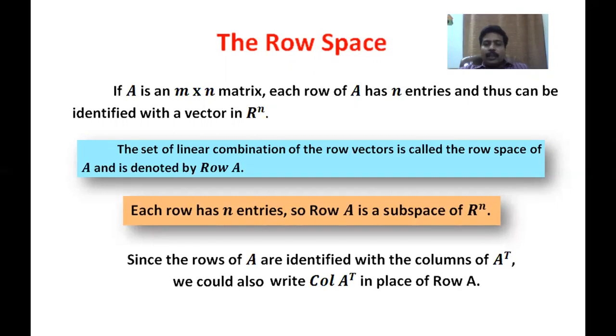Since the rows of A are identified with the columns of A transpose, we could also write Col A transpose in place of Row A. In A transpose, the columns of A will become rows of A transpose, and the rows of A will become columns of A transpose. So both are the same. Rows of A are nothing but columns of A transpose. So both are the same.